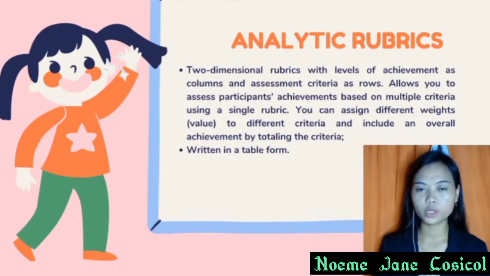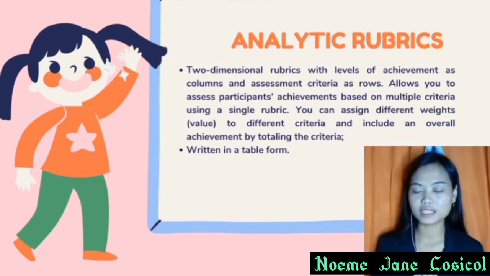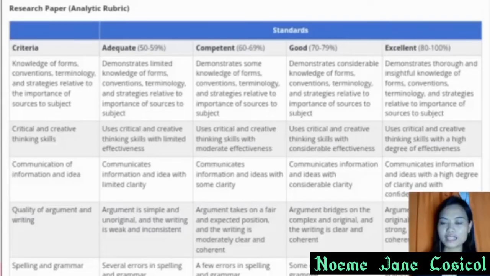The second type of rubrics is the analytic rubrics. It is a two-dimensional rubric with levels of achievement as columns and assessment criteria as rows. It allows you to assess participants' achievement based on multiple criteria using a single rubric. You can assign different weights or values to different criteria and include an overall achievement by totaling the criteria. It is actually written in table form. So kindly look at the example given.